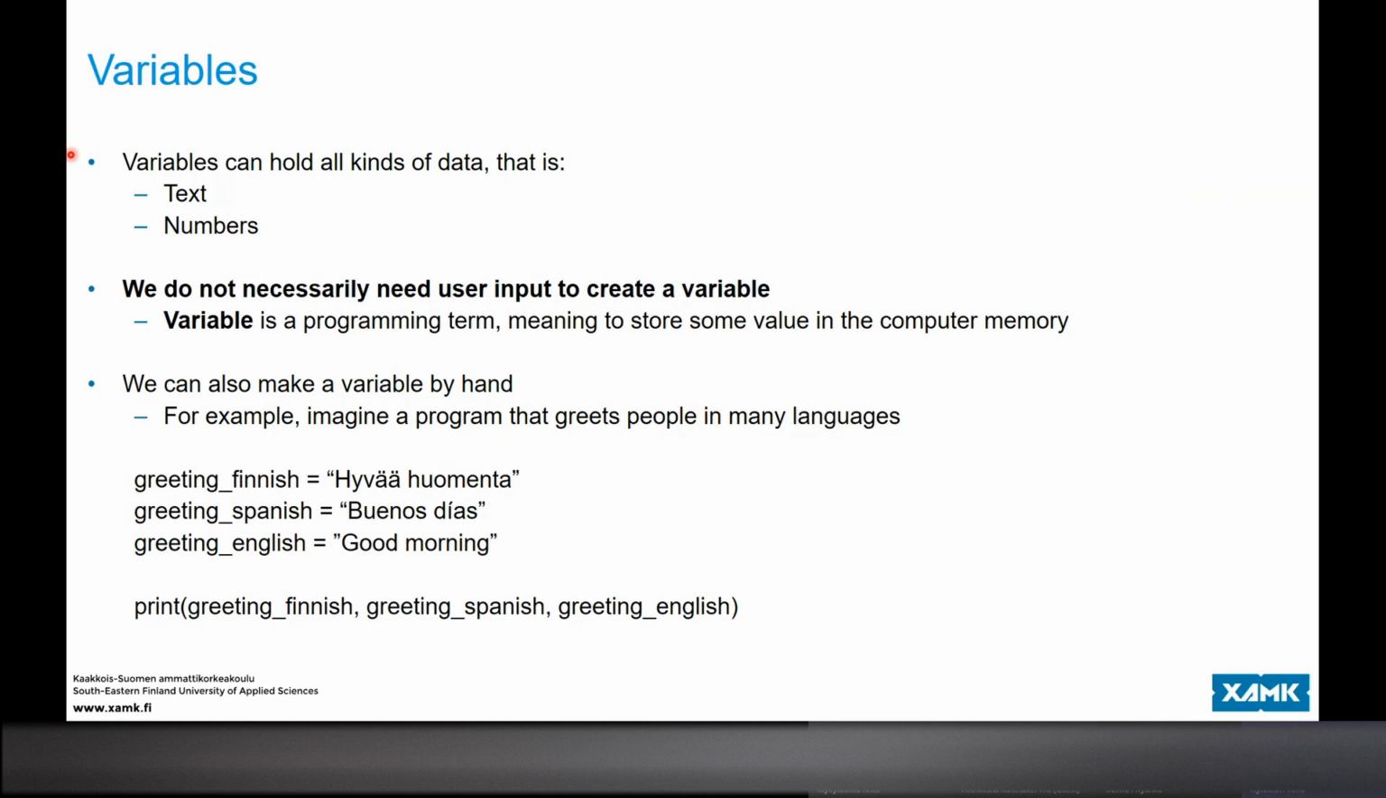And shortly about the variables. So variables can hold all kinds of data, and for us, all kinds of data basically is two categories. It's either text data or numeric data. As demonstrated many times, we don't actually need user input to create variables. There are other uses for variables as well to store different things.